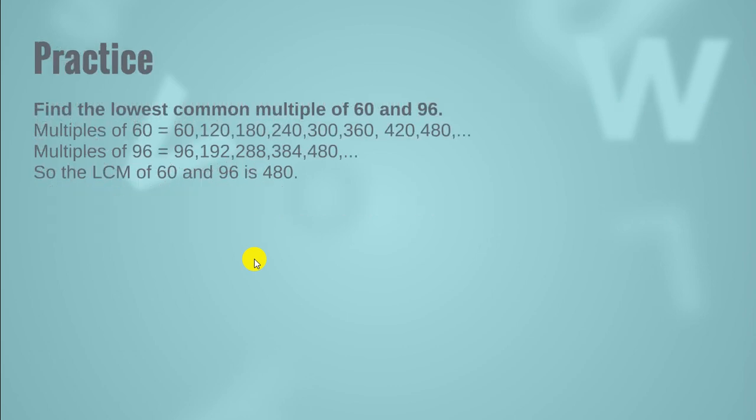Here is a practice question. Find the lowest common multiple of 60 and 96. Multiples of 60 are 60, 120, 180, 240, 300, 360, 420, 480, and so on. And the multiples of 96 are 96, 192, 288, 384, and 480. So the least common multiple of 60 and 96 is 480.